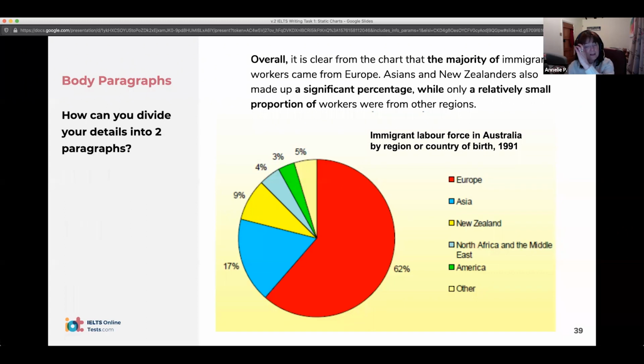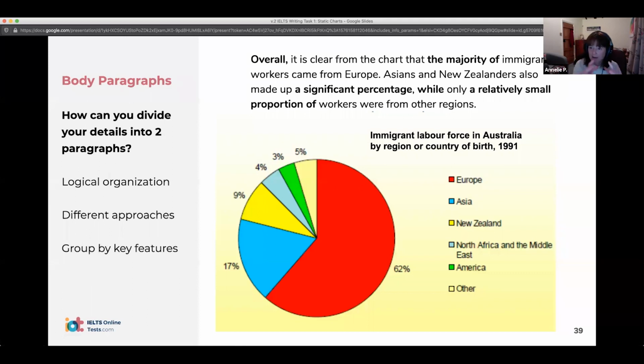Okay, so now we move on. We've got our introductory sentence, we've got our overview. We need to now go into the details. So this is where we're going to put all our figures. This is where we're going to talk about all of the different categories. So we need to divide it up logically.